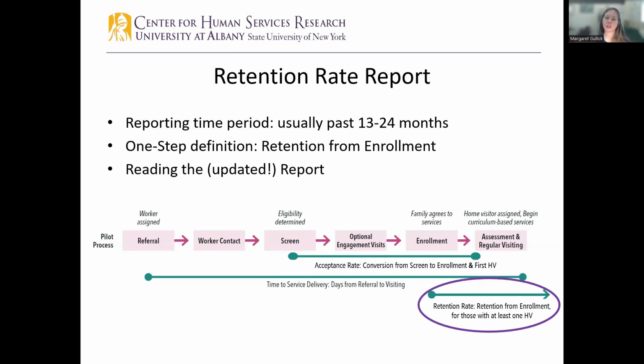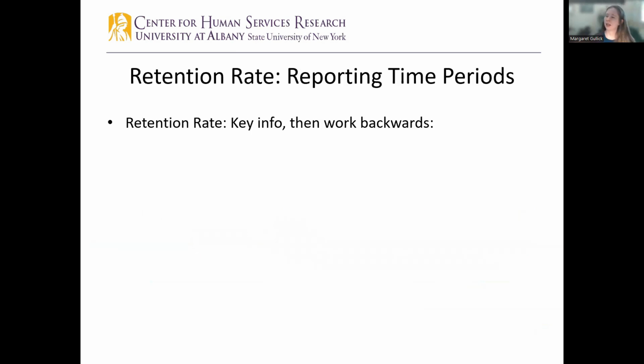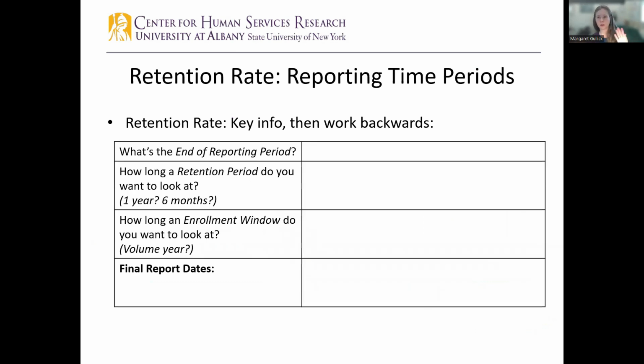Our reporting time period is usually the past 13 to 24 months. So let's say a little bit more about how we came up with that number. To figure out the reporting time period, I like to think of the key information and then work backwards. So here's what you need to know. You need to know the end of your reporting period. Maybe this is the end of your contract year. Maybe it's a calendar year or the end of a quarter or whatever someone else tells you the end of the reporting period needs to be.